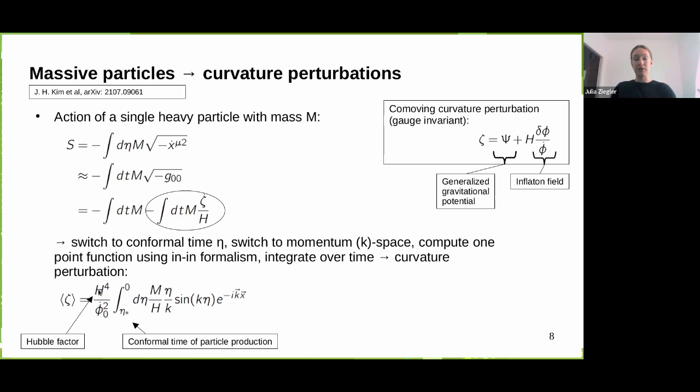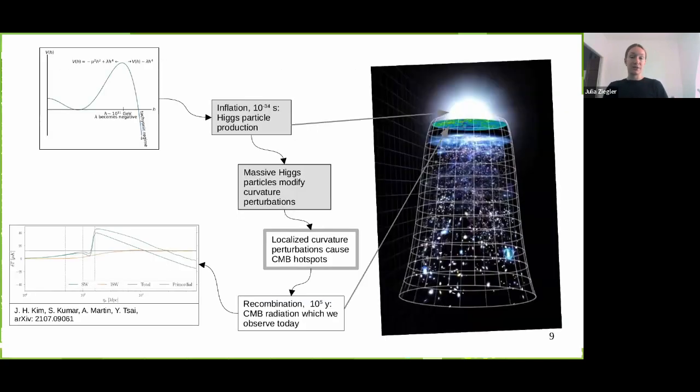So here again, the Hubble constant appears, the inflaton field, eta star in this integral would be the conformal time of particle production, and then also the mass of the particle appears here. So that is the expression for the one-point function of the curvature perturbation. So we have understood how massive particles modify curvature perturbations, and we can go to the next step, how localized curvature perturbations cause hotspots on the CMB.